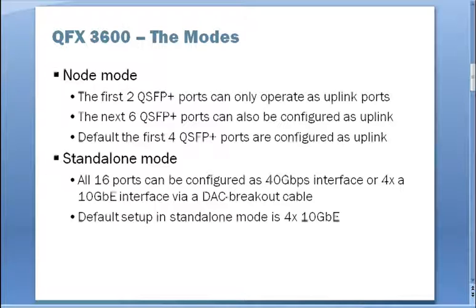In node mode, the first two QSFP+ ports can only operate as an uplink port to the backbone of that fabric, but also the next six QSFP+ ports can be configured as uplink interfaces. By default, it is actually the first four QSFP+ ports that are configured as uplink interfaces to the backbone of your fabric. In standalone mode, all 16 ports can be configured as 40 gigabit interfaces or as 4x 10 gigabit Ethernet interfaces.